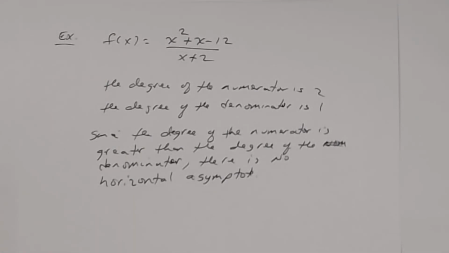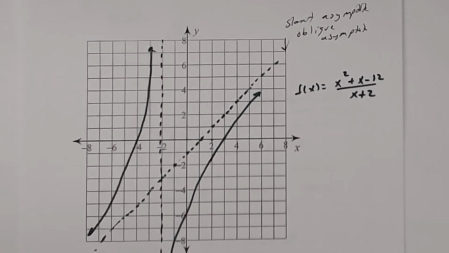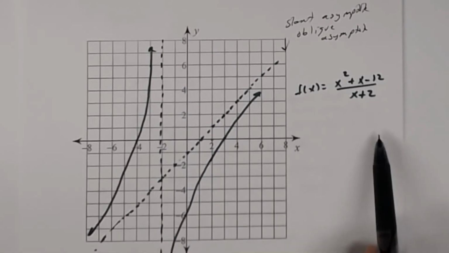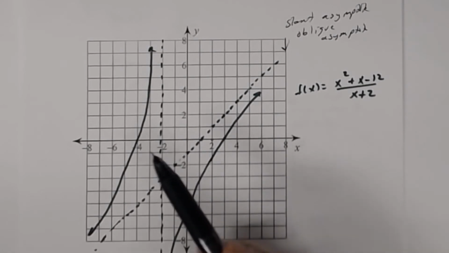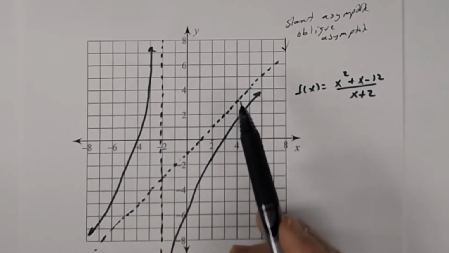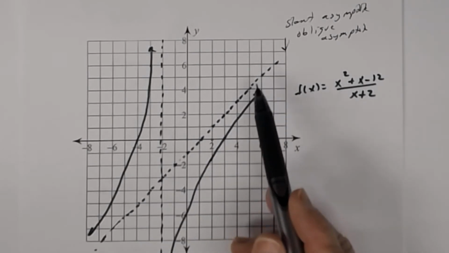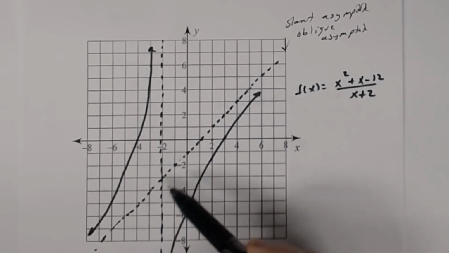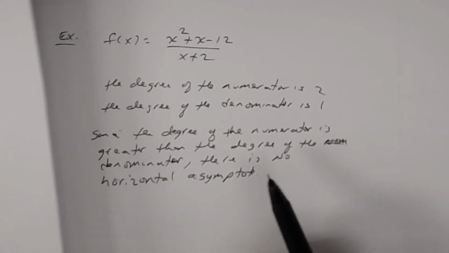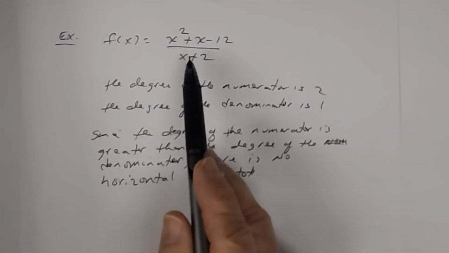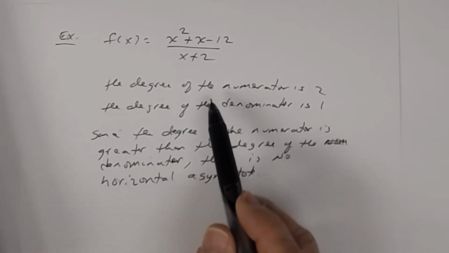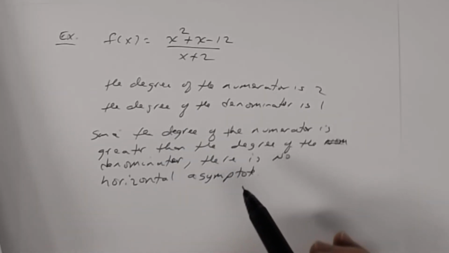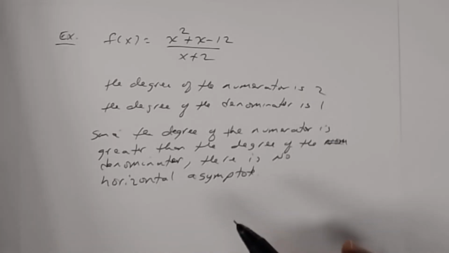Here's what it looks like. Notice you have a vertical asymptote at x equals -2. Remember how to find that from the previous lesson. But notice there's no horizontal asymptote. There's no horizontal dotted line anywhere. What you have instead, and we're going to talk about this later, is an oblique asymptote. Now, just a warning: just because the degree of the numerator is greater than the degree of the denominator doesn't always mean you're going to get an oblique asymptote. All I'm saying for right now is that there is no horizontal asymptote. Here's an example.